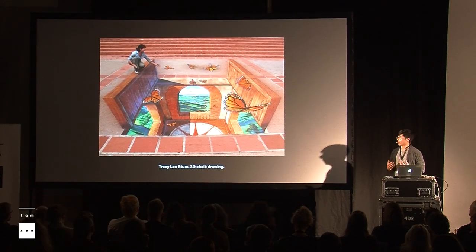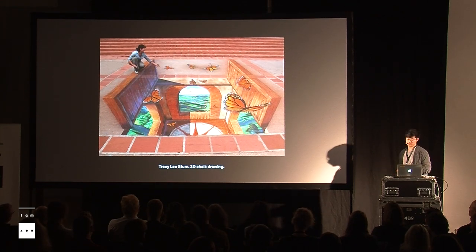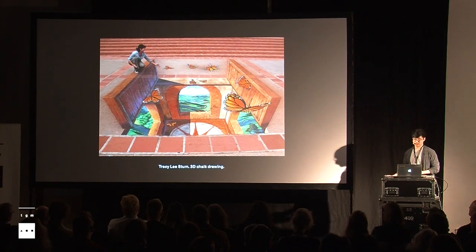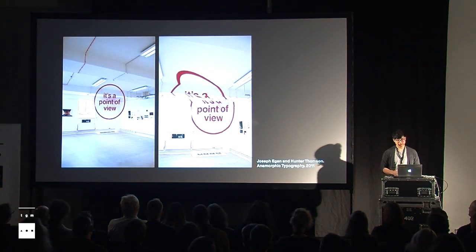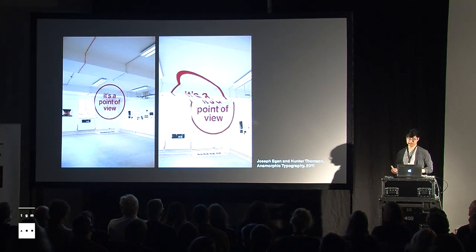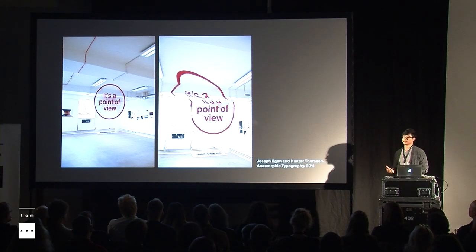And there are a lot of parallel examples in art and design. This is a chalk drawing by Tracy Lee Stumm, and this painting uses our perspective to create an illusion of depth. Anamorphic typography, a project by Joseph Egan and Hunter Thompson, also does this. It's only readable in a certain angle, and it engages us in our space.